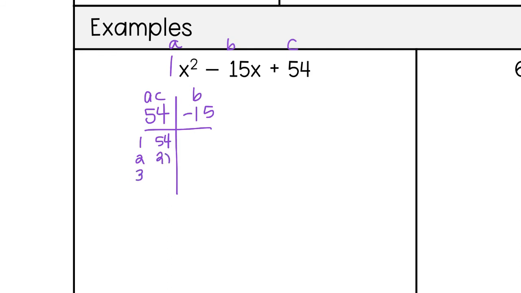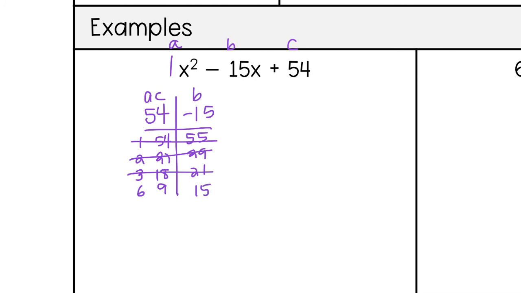3 times 18. 4 is not going to work. 5 will not work either. Or I can do 6 times 9. I think those are the only factors. But also remember that I need it to equal negative 15. So if I go through the list, 1 plus 54 is 55, so that's out. 2 plus 27 is 29, so again, out. 3 plus 18 is 21, out. 6 plus 9 is 15.